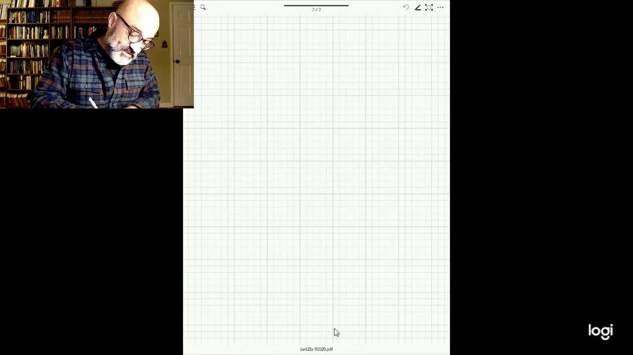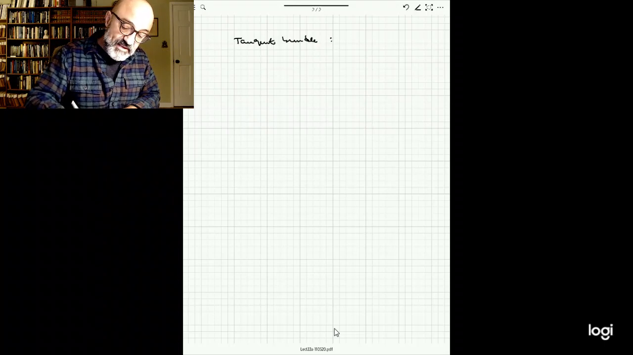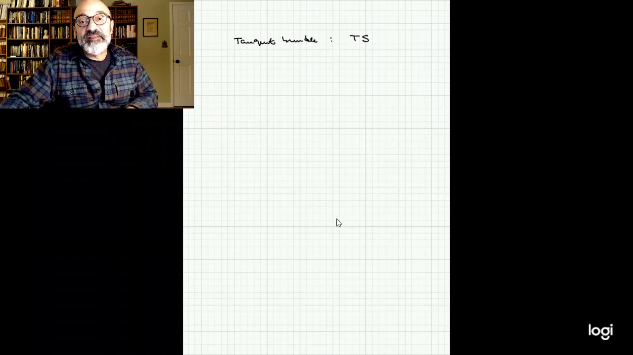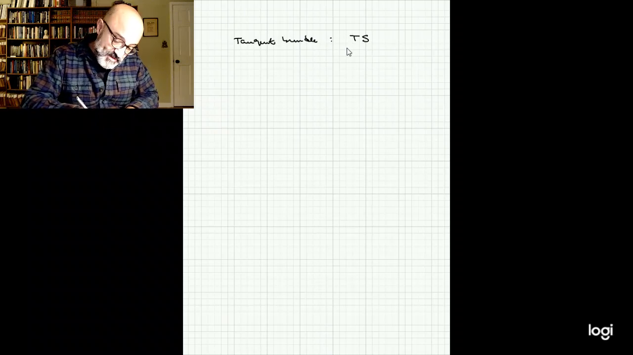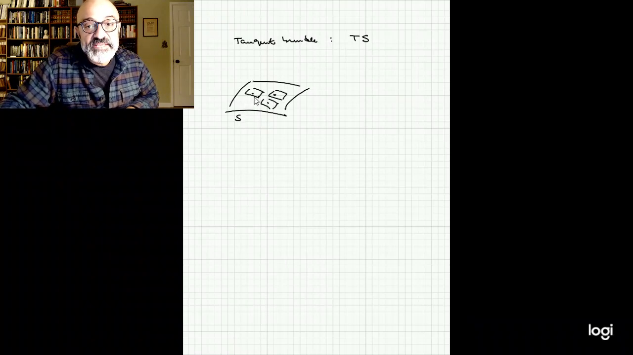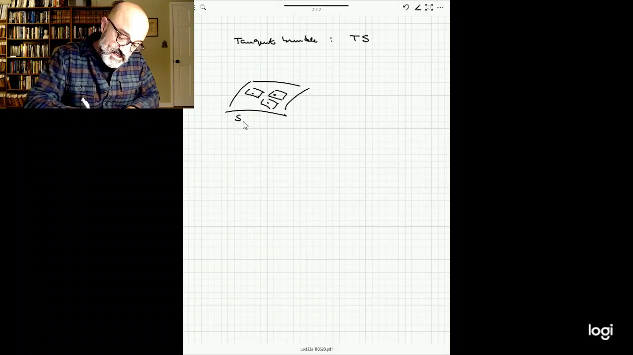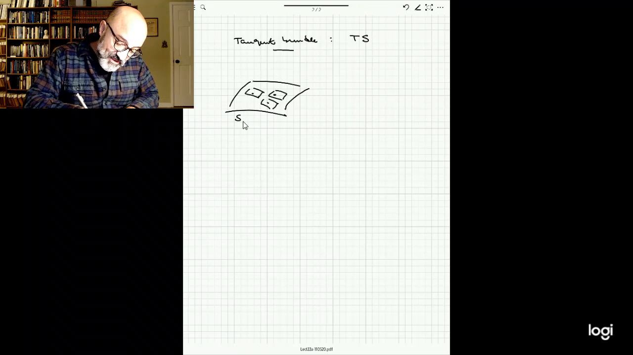Okay, so when we do that, then we can invent the tangent bundle. The tangent bundle is going to be composed of the base S, and you have all the tangent spaces associated to S. So this is what corresponds to the tangent bundle. We also have the cotangent bundle.